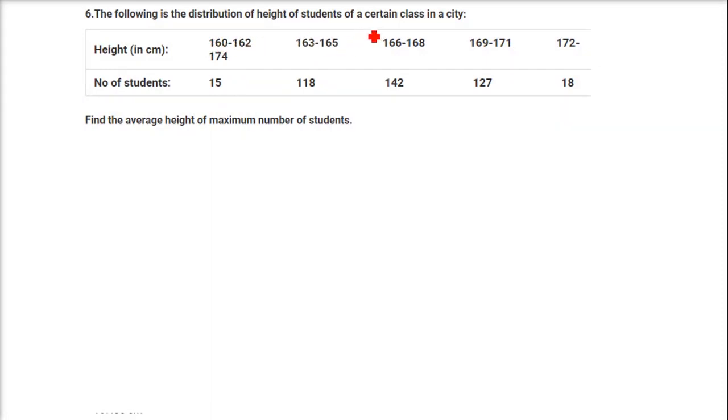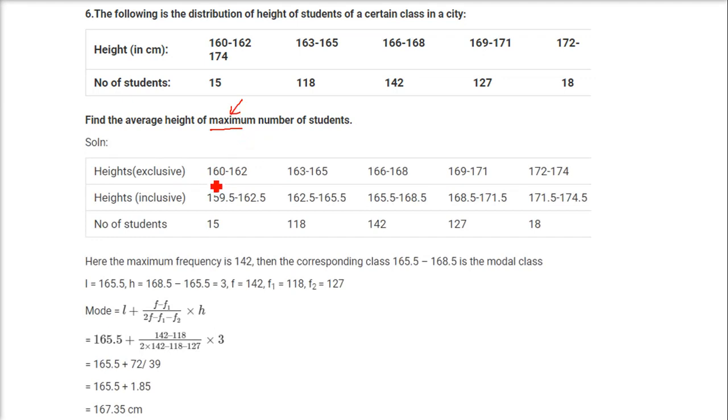Now the distribution of heights of students of a certain class in a city is given like this. Find the average height of maximum number of students. So we have to find the mode again here. We will find the maximum number, but before that you see that this is 162 and this is 163. So this is not a continuous interval. In order to make the interval continuous, we have to subtract 0.5 from every lower limit and add 0.5 to all of these upper limits. So what do we get?